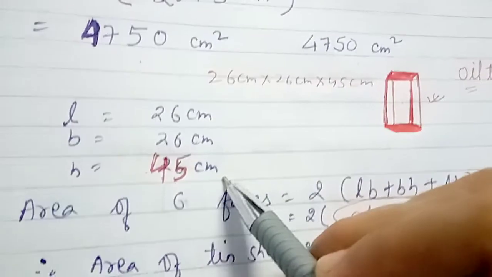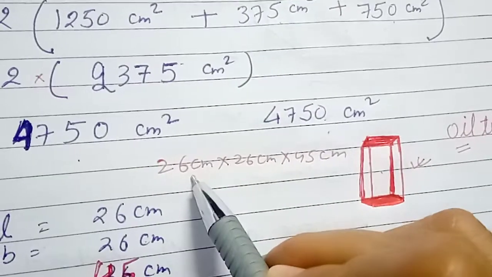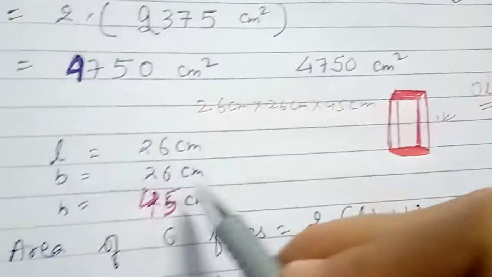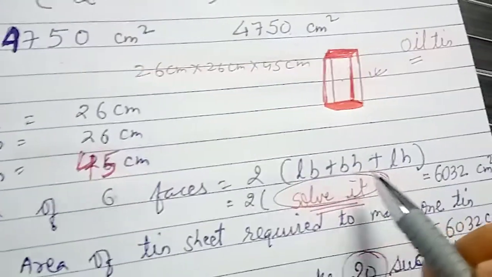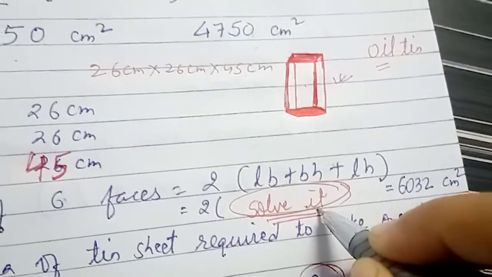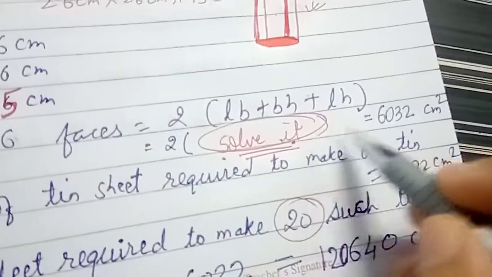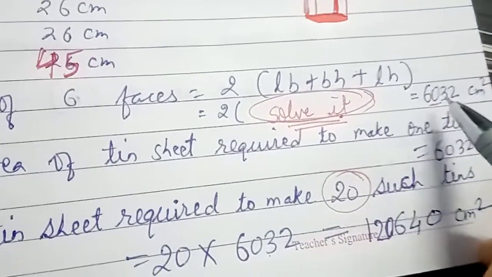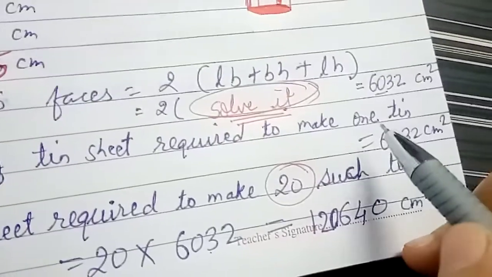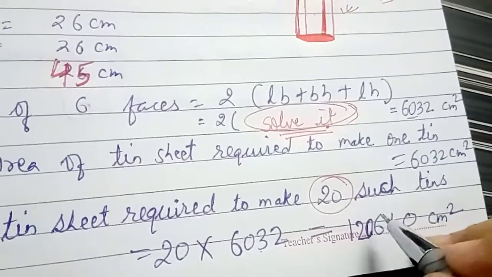Length, breadth and height, everything is given in this form in the question. The first one is length, second one is breadth and third one is height. Now find area of all the 6 faces by using this formula, 2 into (LB plus BH plus LH), and I am not solving it, this you have to solve by this method. You will get something. So this is the requirement of tin sheet for making one tin, but you have to make 20 such tins. So again you will multiply.